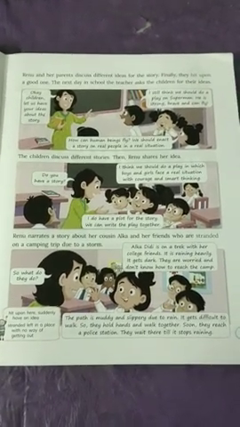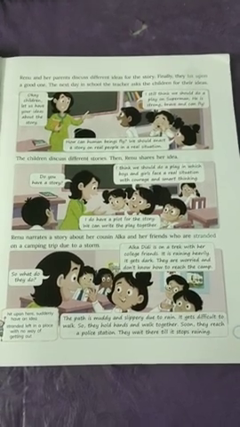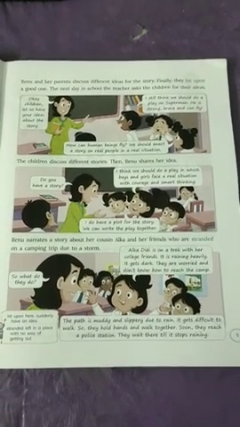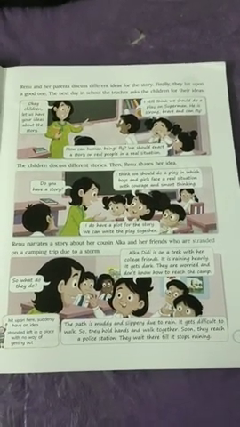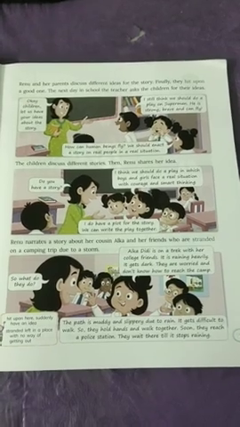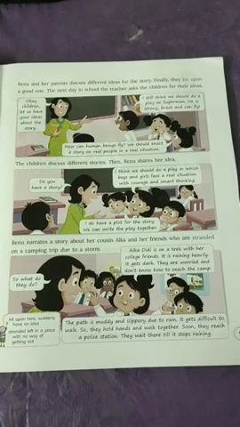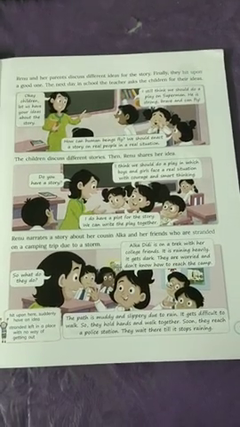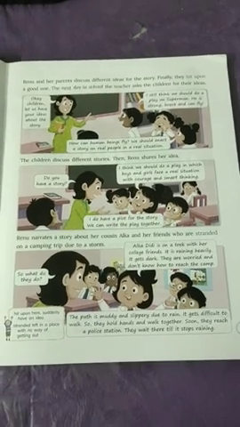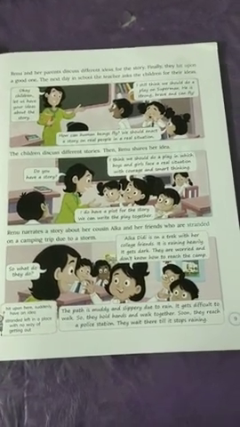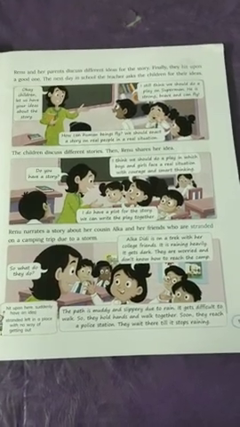So now the teacher asks, so what do they do? Now, she is saying that the path is muddy and slippery due to rain. Definitely when it rains, the muddy roads would be slippery, and it gets difficult to walk. So they hold hands and walk together. Soon they reach a police station. There they wait till it stops raining. Now, moving on to the next page.